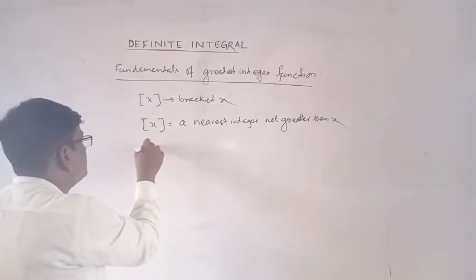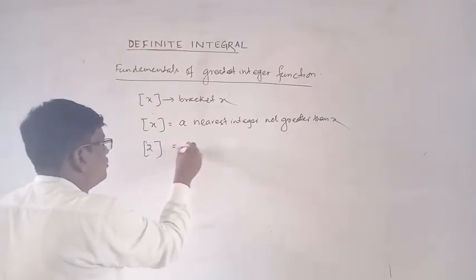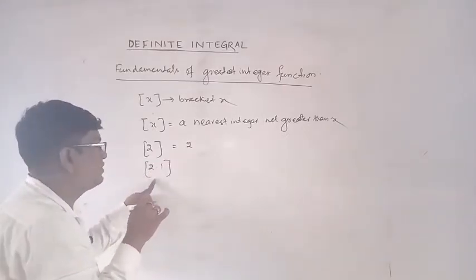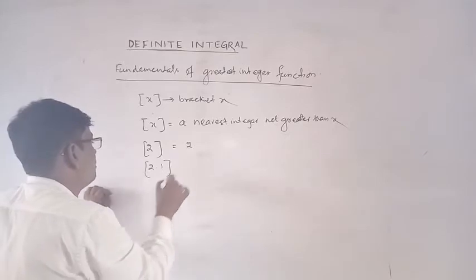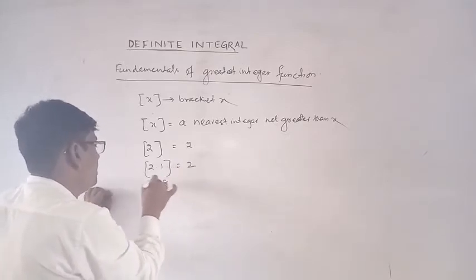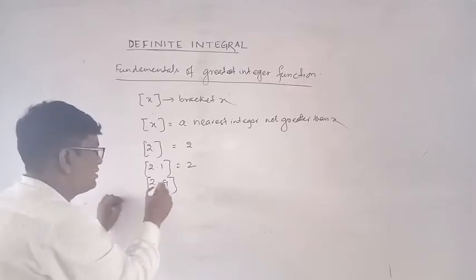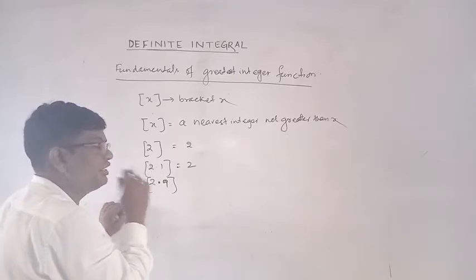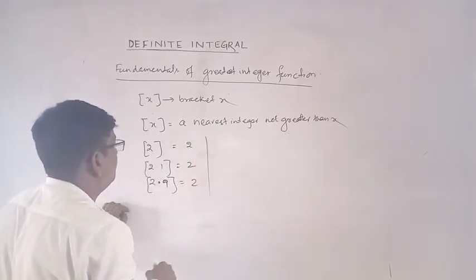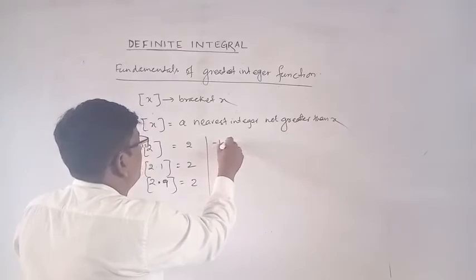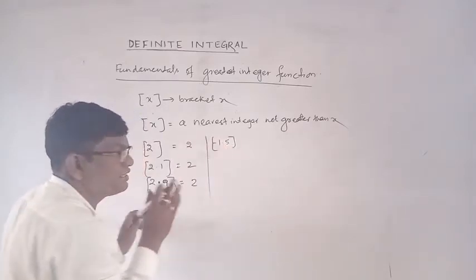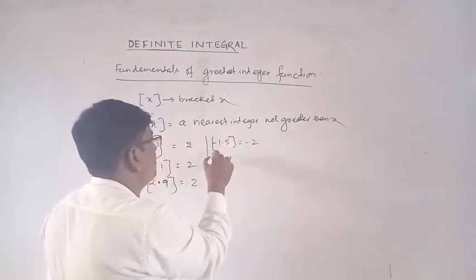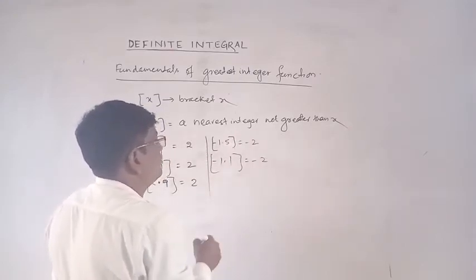For example, suppose this is the integer 2, this is equal to 2. For 2.1, the nearest integer which is less than 2.1 is 2. For 2.9, the nearest integer less than 2.9 is 2. Similarly, for minus 1.5, the nearest integer that is less is minus 2. And minus 1.1 gives minus 2.